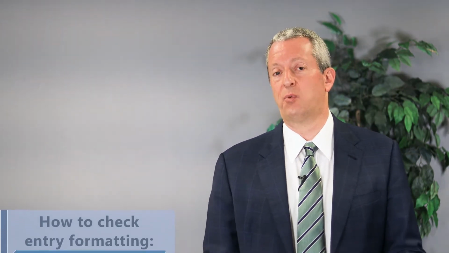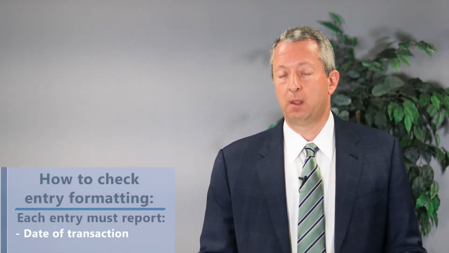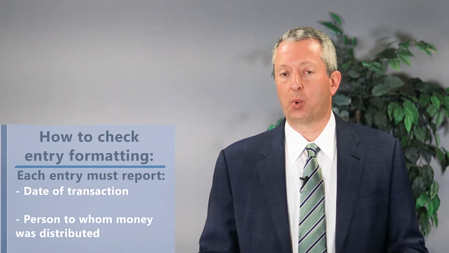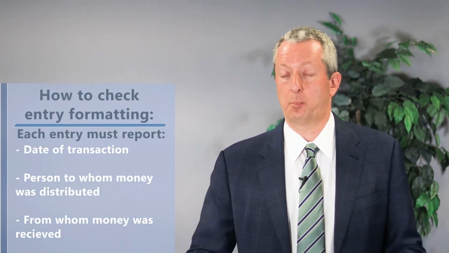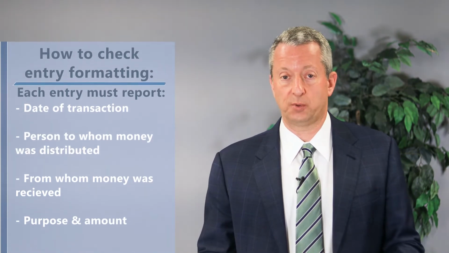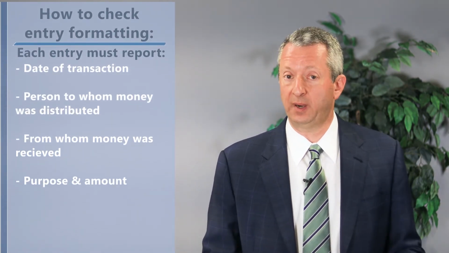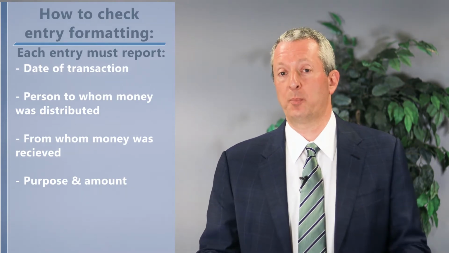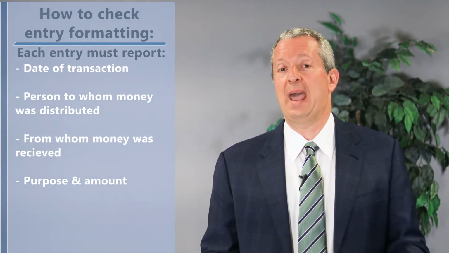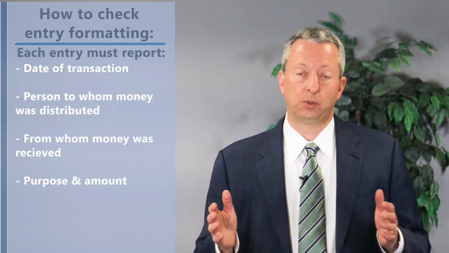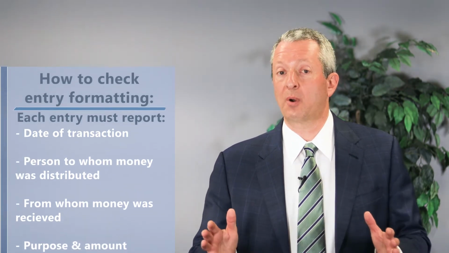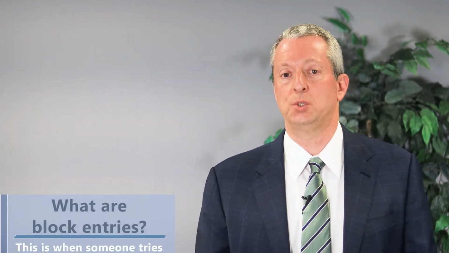The second item you want to inspect in the account is the format of each entry. Each entry has to report the date of the transaction, the person to whom money was distributed or dispersed, or from whom money was received, the purpose of the transaction, and the amount. What executors and administrators are prohibited from doing are what I call block entries. So a block entry is where somebody wants to roll together a whole bunch of entries into just one.